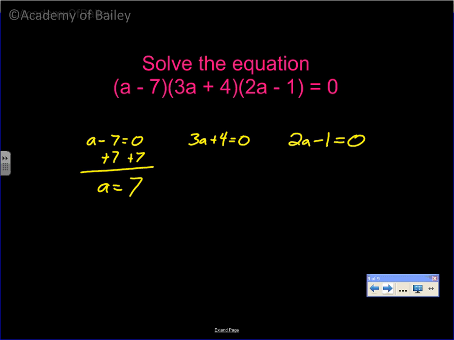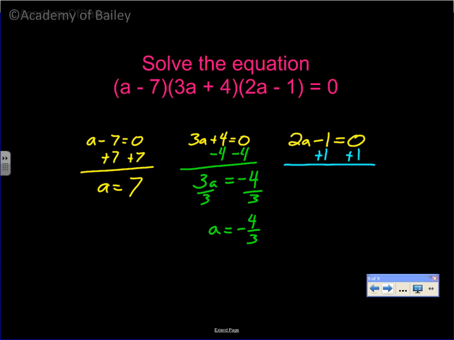In the middle, 3a plus 4 equals 0. We're going to subtract 4. So then we get 3a is equal to negative 4. Divide both sides by 3. So a is equal to negative 4/3. And on the right one, we're going to add 1 to both sides. So we're left with 2a is equal to 1. Divide by 2, divide by 2. So a is equal to 1/2.